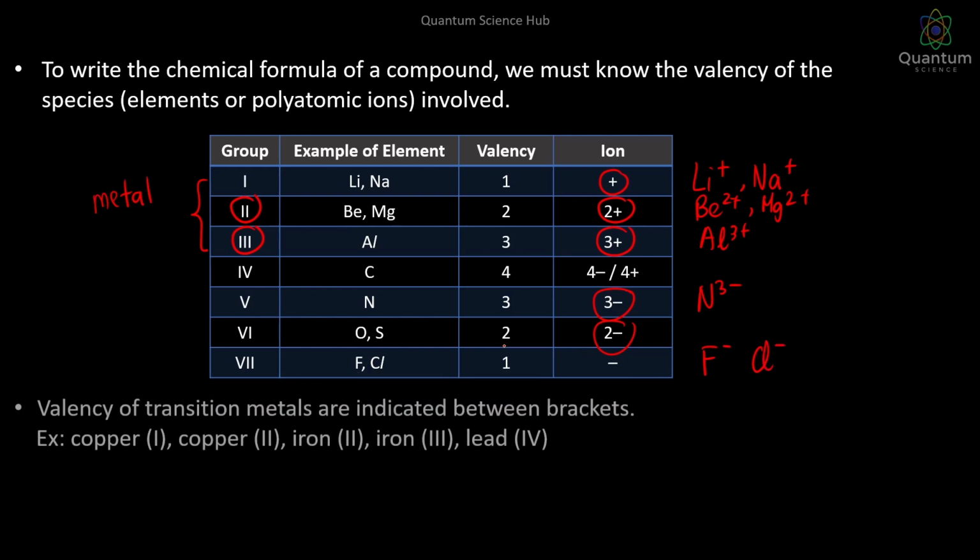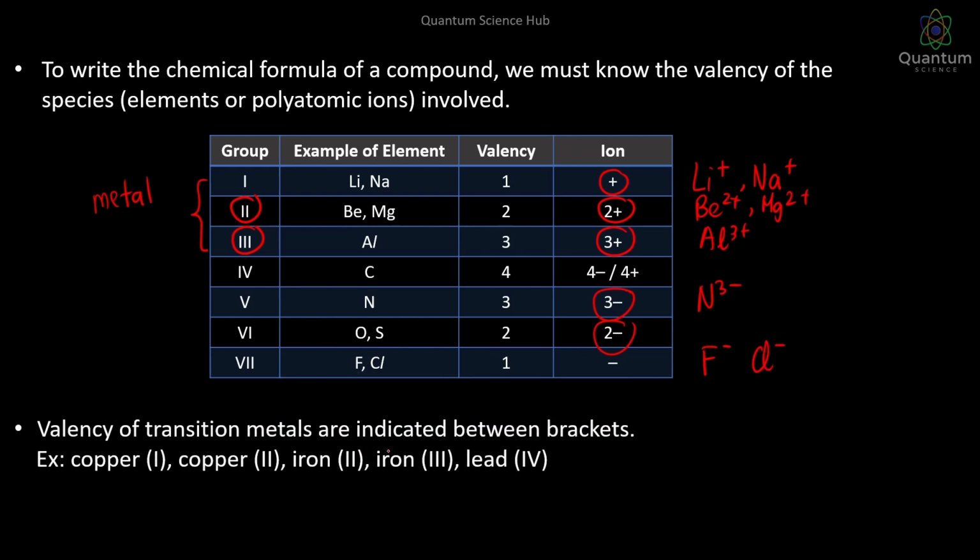The valency of transition metals are indicated between brackets. For example, copper can consist of copper 1 or copper 2. So if it's copper 1, then you have to put the bracket 1 in here. If it's copper 2, then you have to put the bracket 2. So copper 1 means it is Cu positive, right? While copper 2 is Cu2 positive. And iron can be iron 2 or iron 3. If it's iron 2, then the symbol is Fe2 positive. If it is iron 3, then it is Fe3 positive.